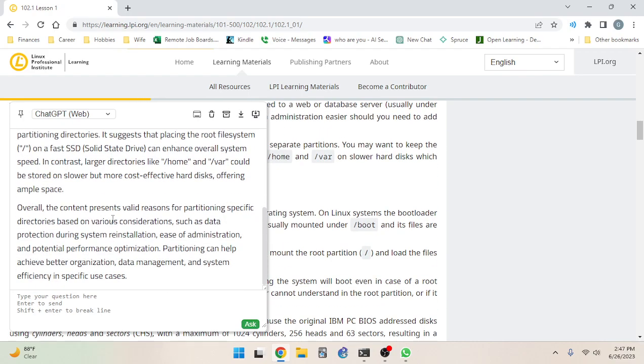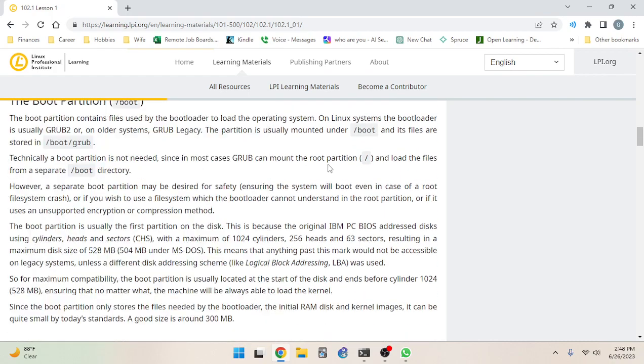So overall, the content presents valid reasons for partitioning specific directories based on various considerations such as data protection during system reinstallation, ease of administration, and potential performance optimization. So those are the three reasons you'd use partitions: data protection, ease of administration, and performance optimization. Partitioning can help achieve better organization, data management, and system efficiency in specific use cases.